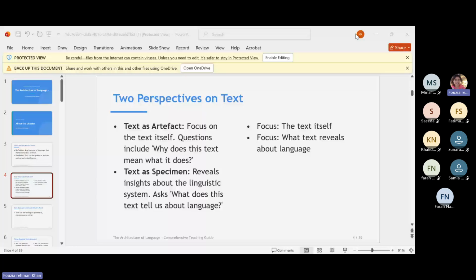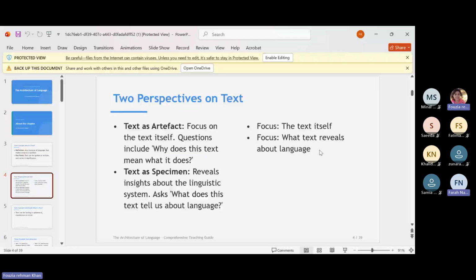Exactly. Now, look at this slide. Text as artifact focuses on the text itself, whatever is inside the text. Why does this text mean what it does, how it is structured, how it is constituted. So you look at text in two ways. What is its grammar, what is the cohesion, what is the focus? The focus is within the text, right? So cohesion lies inside the text. Coherence lies outside the text, when you're trying to understand the idea, what the writer wants to say, right? So these are the two perspectives.